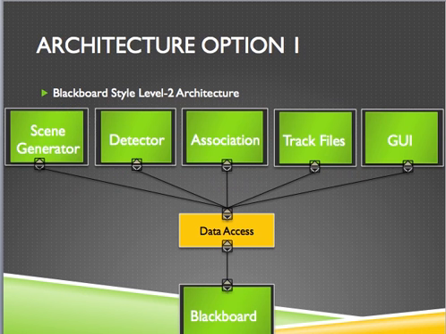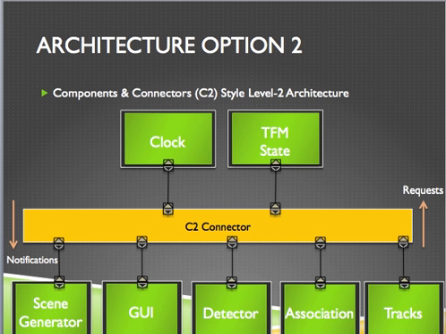So this is the architecture option for the Blackboard. This is a level 2 architecture in which, on the top, we show the main components communicating through data access to the Blackboard. The intent is that each of the methods posts solutions to the Blackboard, so that we come up with a global solution.